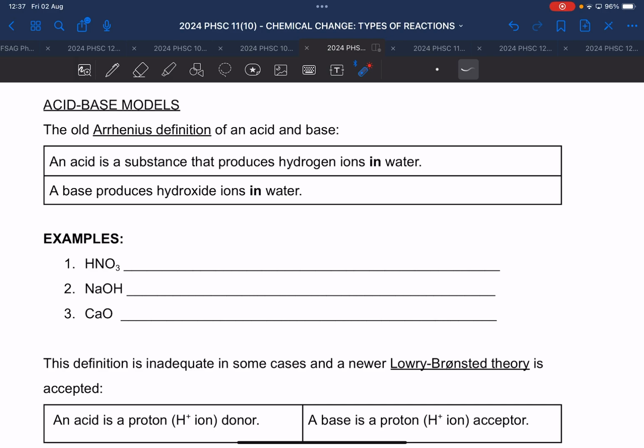Okay? As scientists, as human beings, we like to classify things. Boys, girls, high, low, up, down, strong, weak, right? Big, small. So we like to classify things. Now, they wanted to classify the difference between acids and bases, and a guy named Arrhenius came up with these definitions for acids and bases. He said, an acid is a substance that produces hydrogen ions in water.